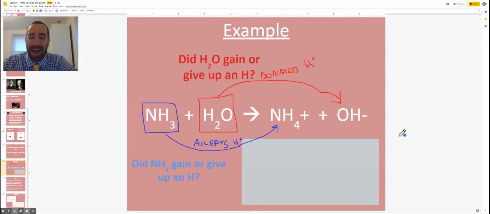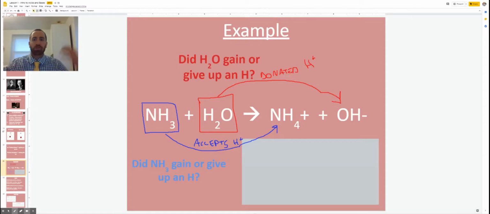So you look at the reactants and ask, as it goes from reactant to product, did it gain and accept an H or did it lose and donate an H? In this case, I always thought it was easier to start with the base. You have NH3 turning to NH4. Along the way, NH3 had to accept an H. Okay? On the other hand, H2O had 2 H's and 1 O. Now it only has 1 H and an O. It had to donate or lose an H. So H2O loses an H, NH3 gains an H.